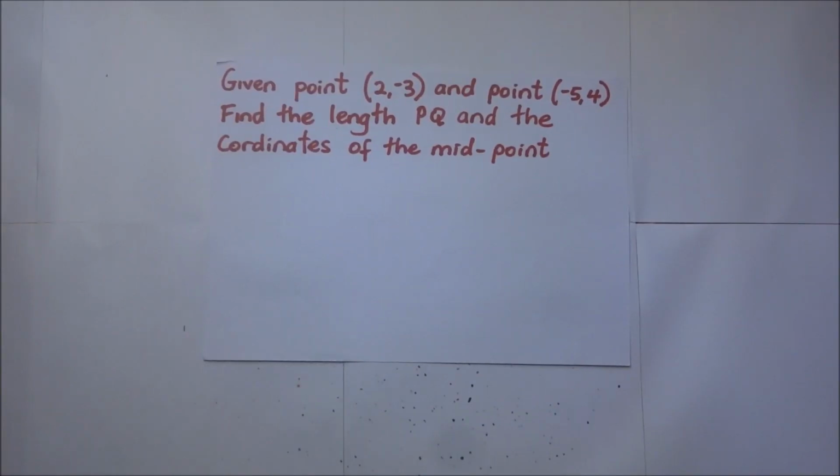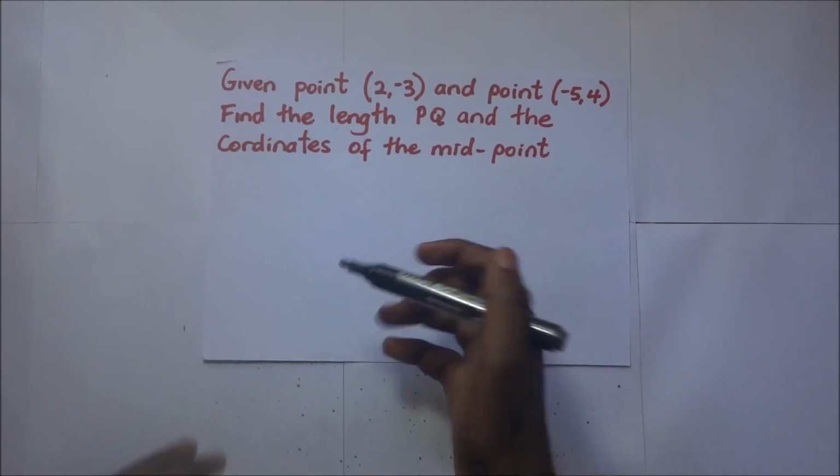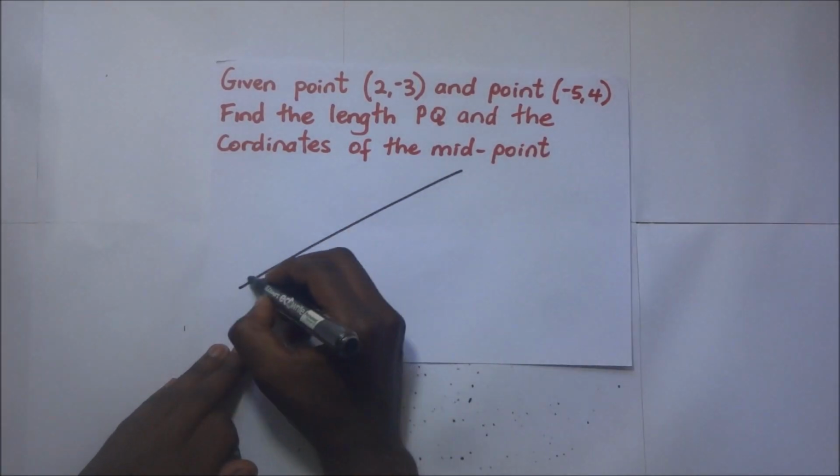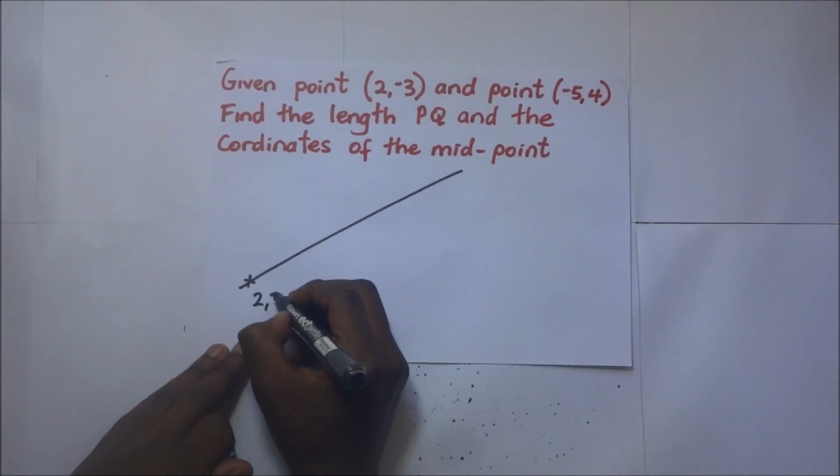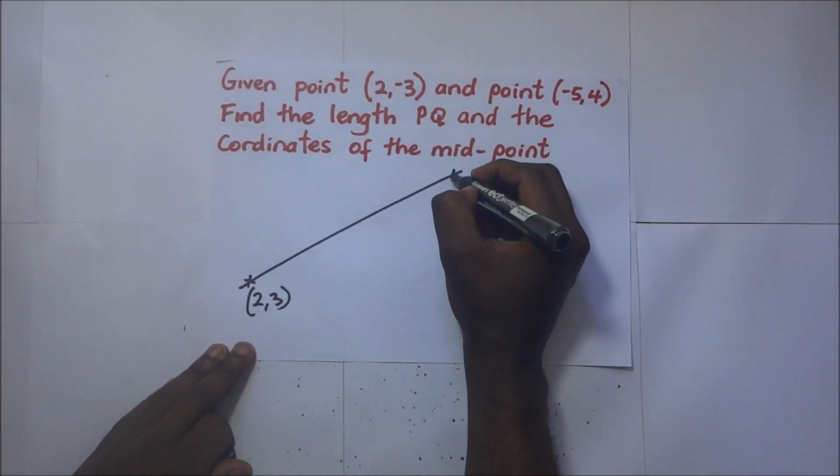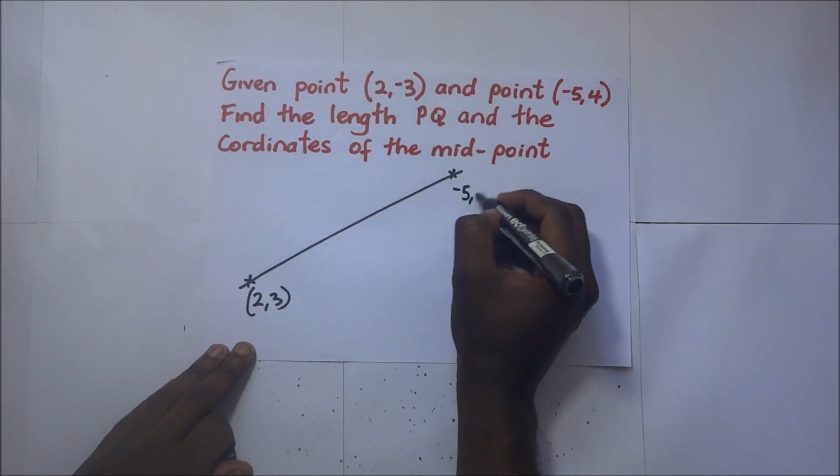So we've been given point (2, -3) and point (-5, 4). Find the length PQ and the coordinates of the midpoint. So we have this line right there. It has the point (2, -3) and it also has the point (-5, 4).